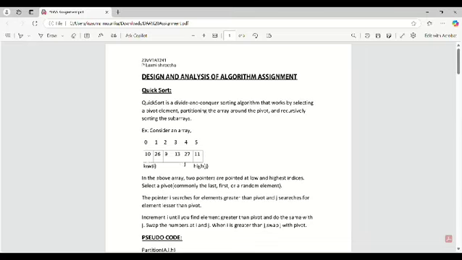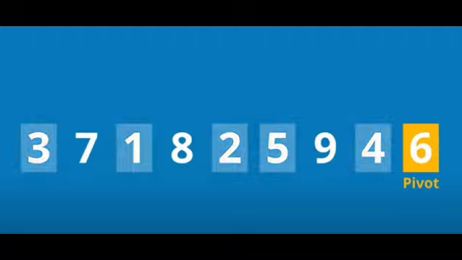The pointer i searches for an element greater than the pivot and j searches for the element lesser than the pivot. Increment i until you find an element greater than the pivot and do the same with j. Swap the numbers at i and j. When i is greater than j, swap j with the pivot.